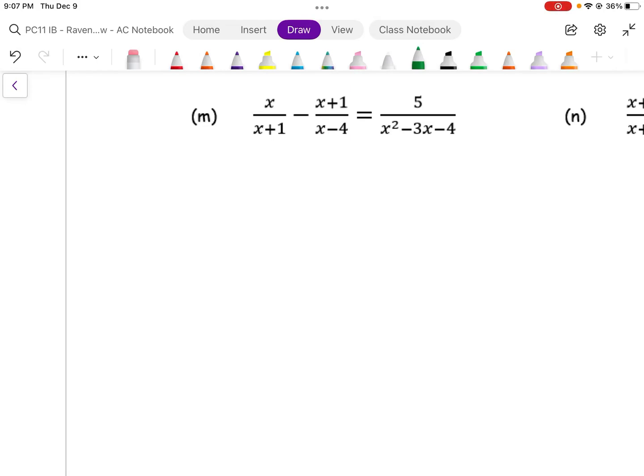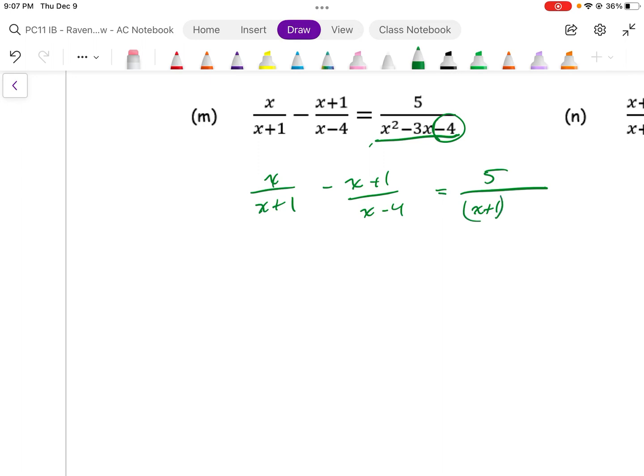Okay, so here's our next example. First off, I recognize that this is a trinomial. In order to identify my LCD, my lowest common denominator, I should probably factor this. So I'm just going to write the rest of the equation as it stands, and then I'm going to factor the denominator using the product-sum method. What two numbers multiply to -4 but add to -3?